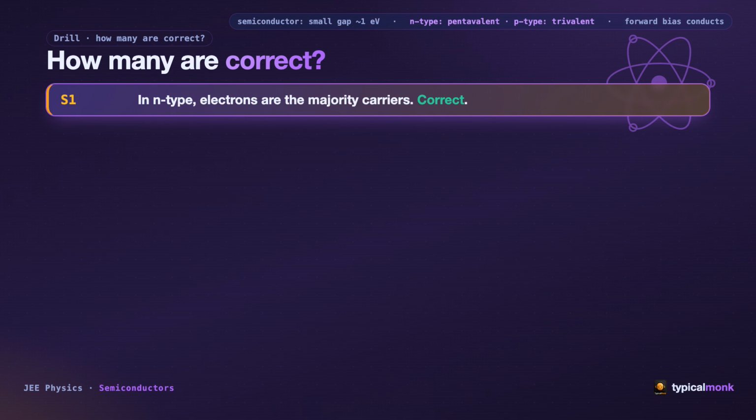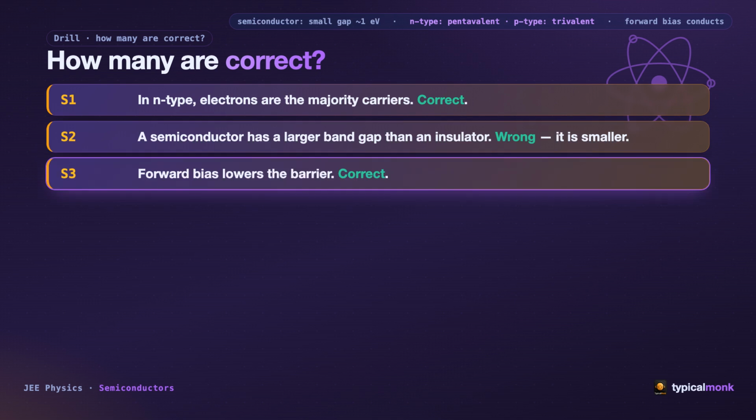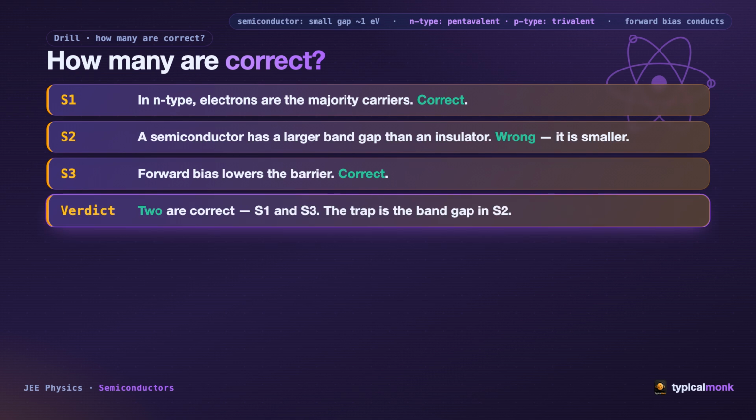Now, how many of these statements are correct? Statement 1. In an N-type, electrons are the majority carriers. Correct. Statement 2. A semiconductor has a larger band gap than an insulator. Wrong, its gap is smaller. Statement 3. Forward bias lowers the barrier. Correct. So the answer: 2 are correct, statements 1 and 3. The trap is the band gap in statement 2.